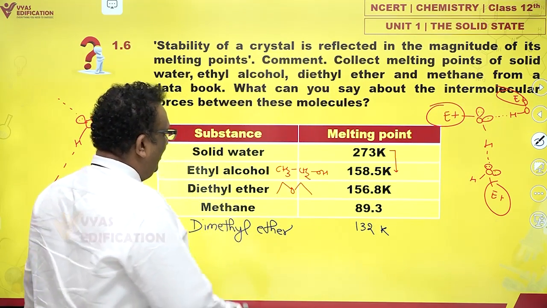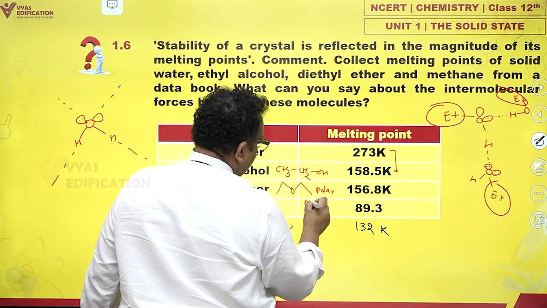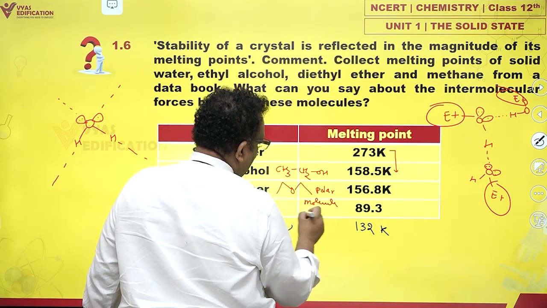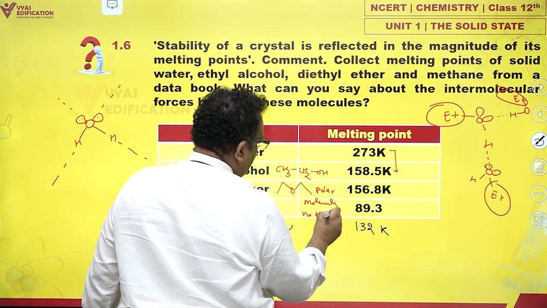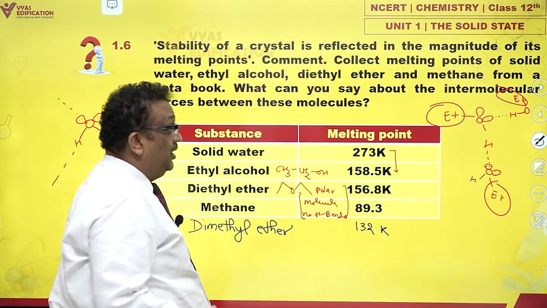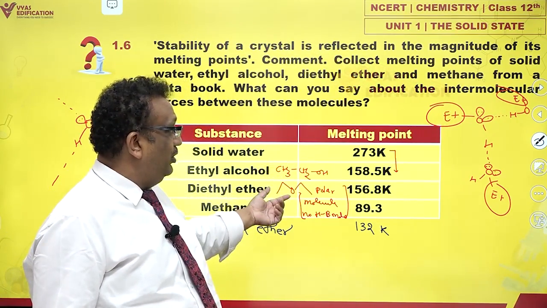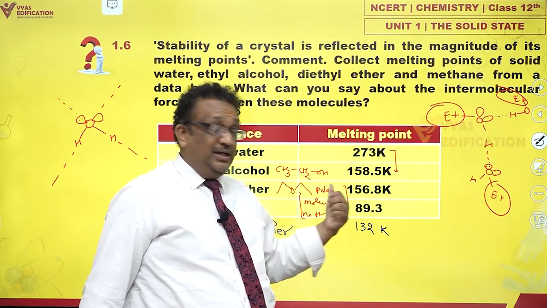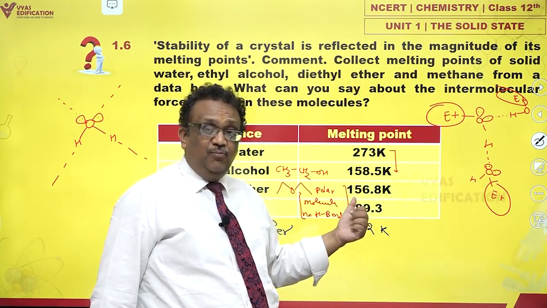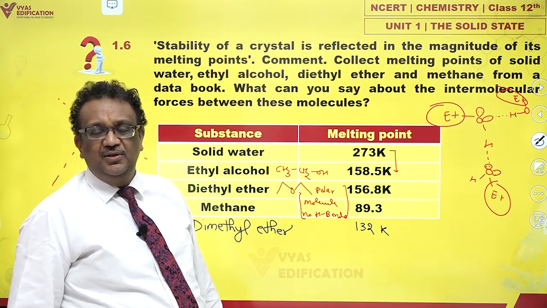Now diethyl ether is a polar molecule and it has no hydrogen bonds. It is a polar molecule with no hydrogen bonds, but because it is more massive, instead of 2 carbons it has 4 carbons. It still has a melting point which is close to ethanol. A little less, but close.